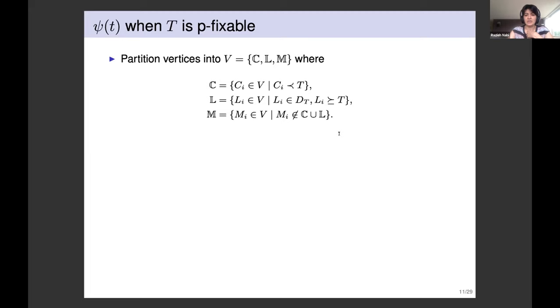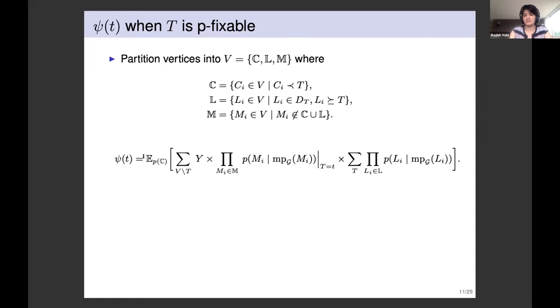Given this partitioning, we can write down the target, the counterfactual mean, as a function of observed data in this form. Here, the outer expectation is taken with respect to the pre-treatment variables, and we have a product over conditional densities of variables that are in the set M. These products are evaluated at t equals little t, and we have a product over conditional densities of variables that appear in the set L.